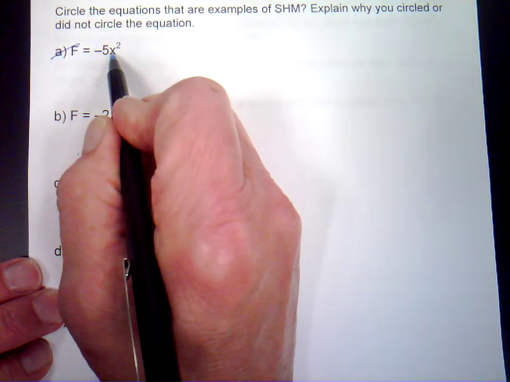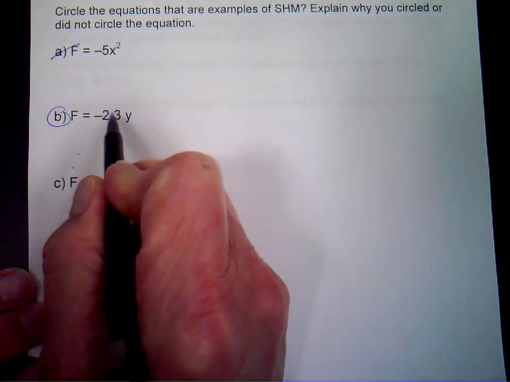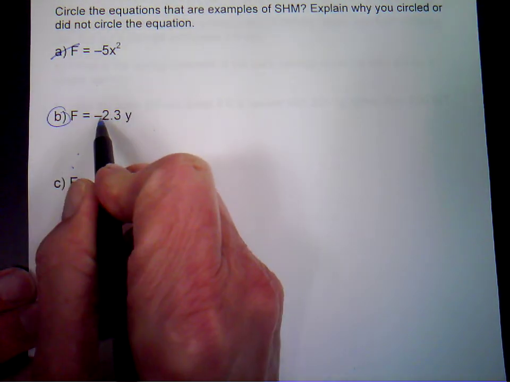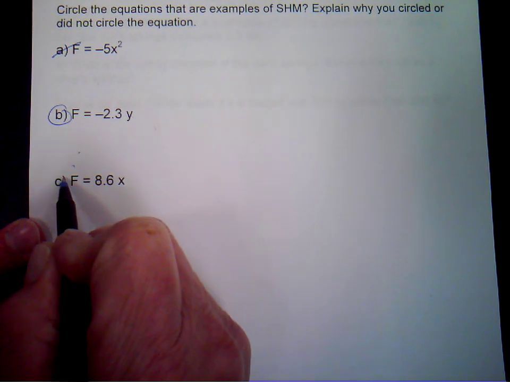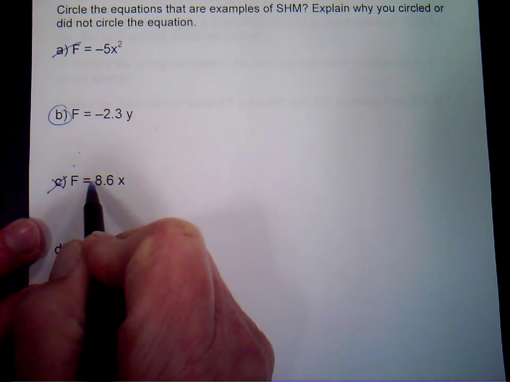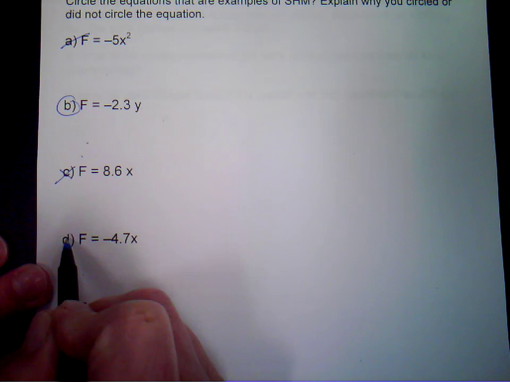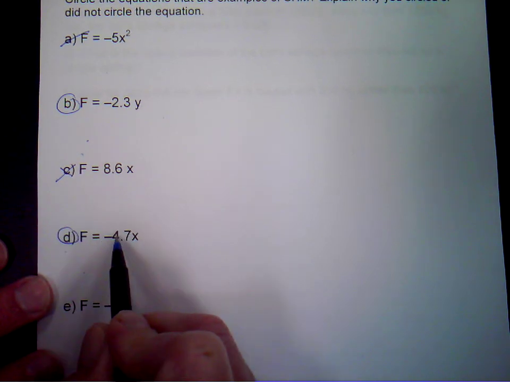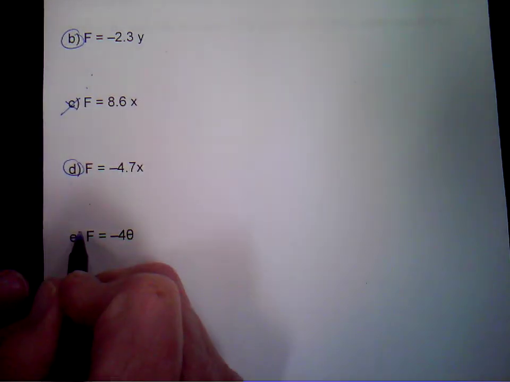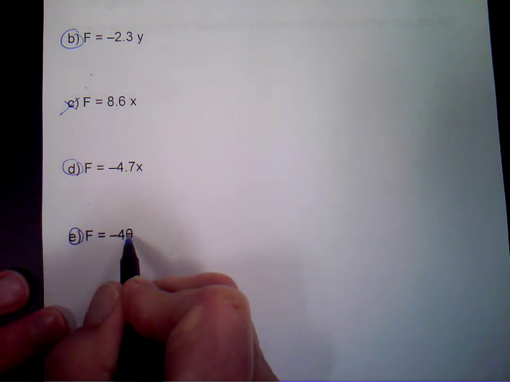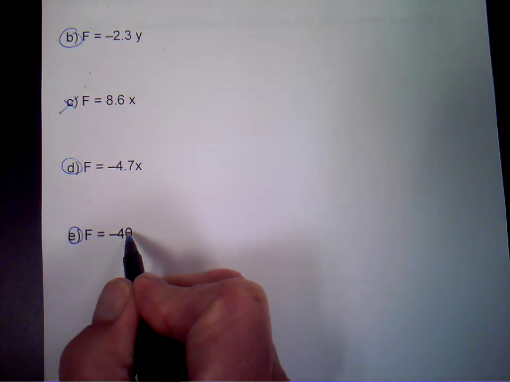This is no, because this is x squared, not just x. This is correct. 2.3 is the constant. Y is the displacement, and it's a restoring force. This is technically not correct because it's not a negative restoring force. This is correct because it's negative 4.7. That's the constant in x. And this is also correct. This is because this is a displacement, except this is an angular displacement, theta.